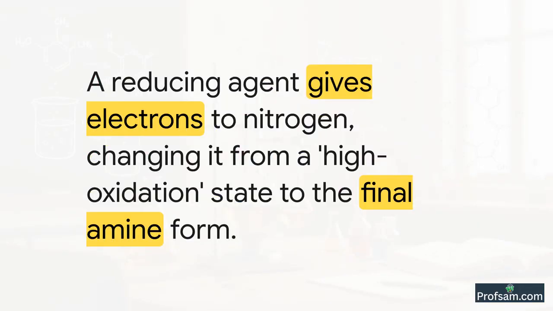So what's really going on at the molecular level? You see, in our starting material, the nitrogen atom is in what we call a high oxidation state. Think of it like this. The nitrogen is a bit poor. It's missing some electrons. Our tool, the reducing agent, is like a good friend that comes along and gives electrons to the nitrogen. This simple act of giving electrons fundamentally changes the nitrogen, converting it into its final amine form.